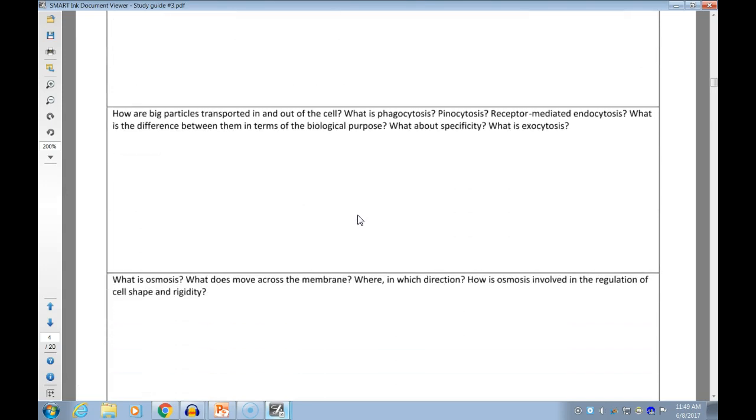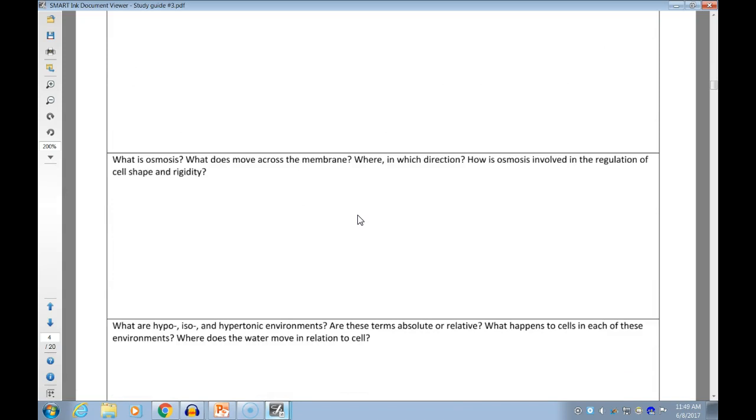Big particles: endocytosis, three types. Phagocytosis by a phagosome, pinocytosis by a pinosome, receptor-mediated endocytosis by an endosome. Out of the cell, exocytosis. Which one is specific, which one is not? Receptor-mediated endocytosis is specific.